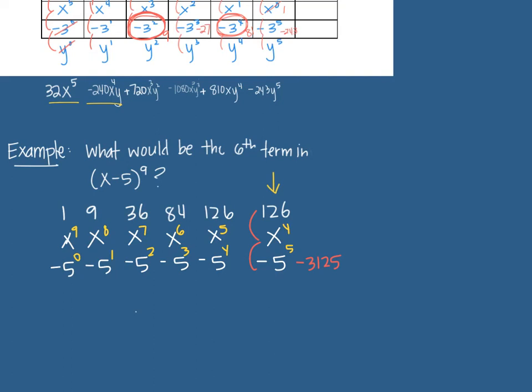So my overall answer is negative 393,750 x to the 4th. That would be the 6th term in that binomial expansion. So I didn't have to do the whole thing. I just had to go out to the 6th, imagining that I was using a chart. I made extra charts for you when you download your worksheet that you're taking notes on right now. There are more pages that are blank, so feel free to copy those and use those for your homework.